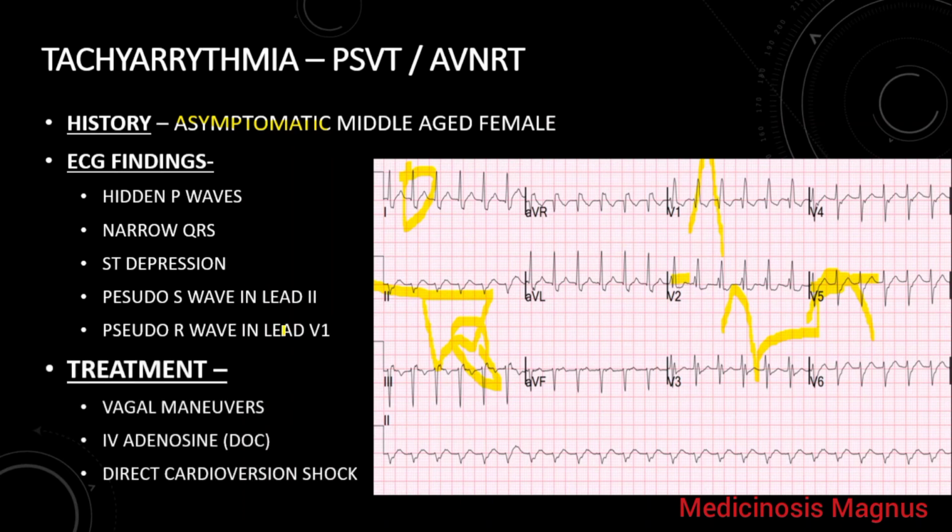The treatment for this is first to give vagal maneuvers like carotid sinus massage, and then we give IV adenosine, that is the drug of choice for these cases, and then we can do a DC shock if the patient is unstable.